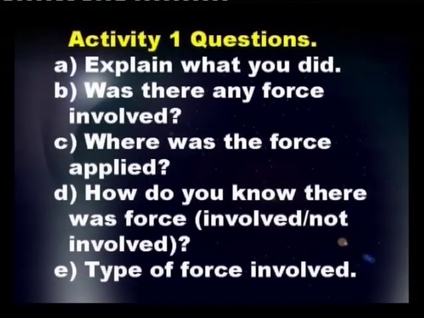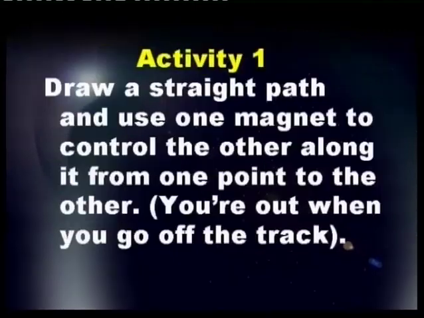There will be some questions for you to answer too. So we will go activity by activity, and you will follow instructions and also do the activity. Your instruction, there is a straight path. In this case, I've used a strip of paper. That's the path that you will follow. You will use 2 magnets and try to let it move along. Control it by moving it along the track. If you go off the track, you are out. You give it to another person to try.